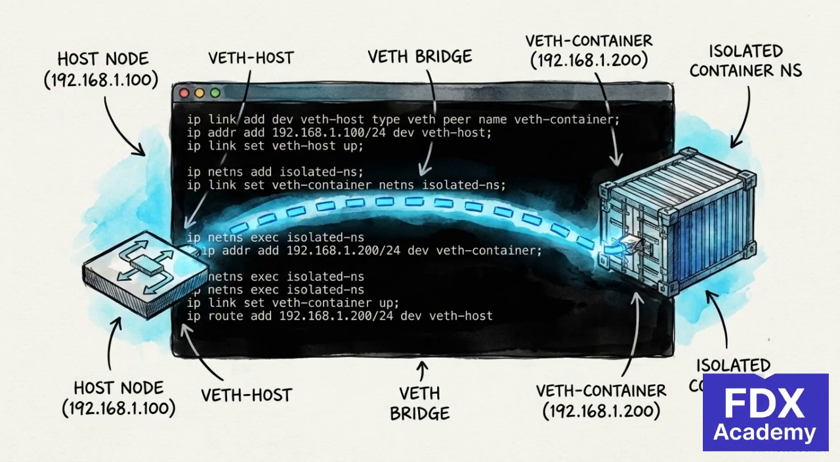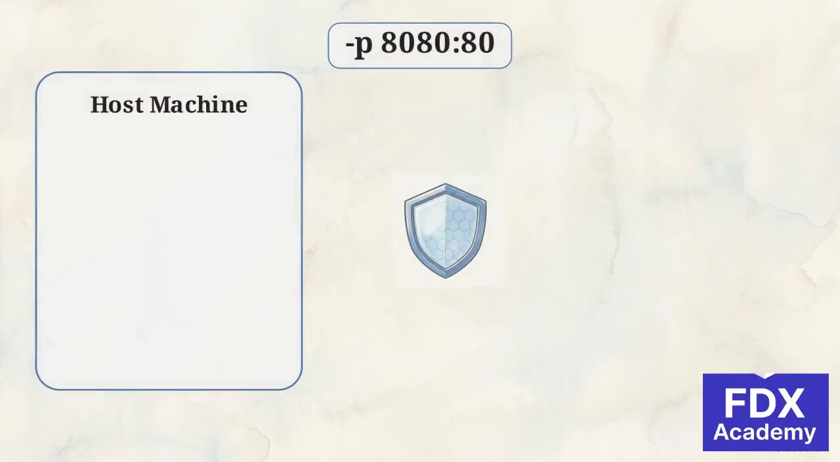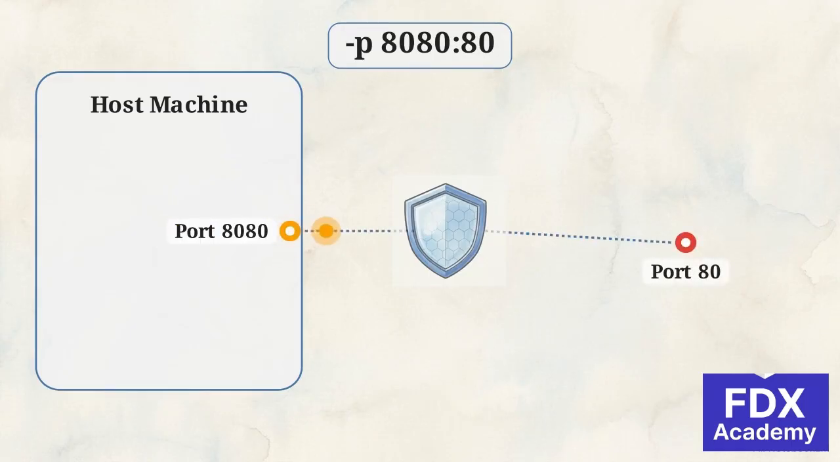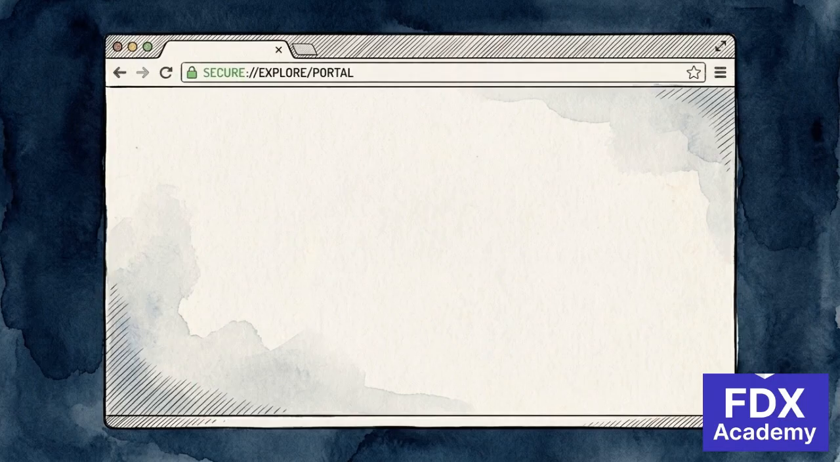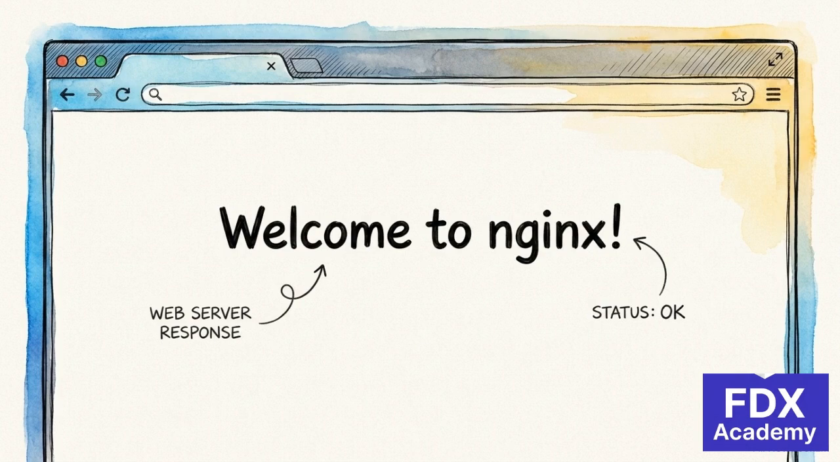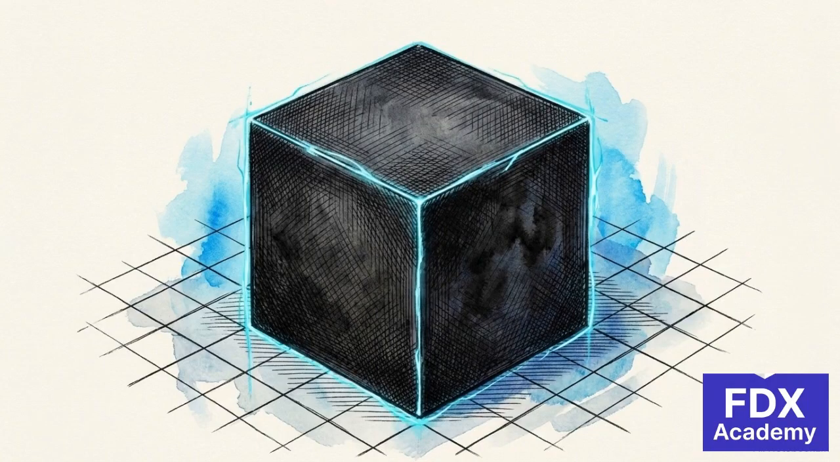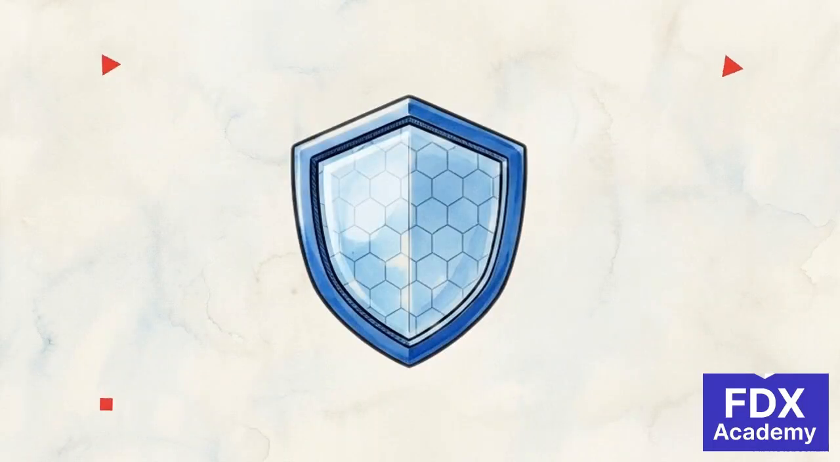To breach this isolation, use the port mapping flag, -p, followed by 8080:80. This equation tells the Docker daemon to take port 8080 on your host machine and route any incoming traffic securely through the network barrier directly into port 80 inside the container. With the ports mapped, open your local web browser and navigate to localhost 8080. You will instantly see the default Nginx welcome screen confirming the server is live. Containers operate as sealed black boxes by design. Nothing gets in or out unless you explicitly authorize a mapped pathway.